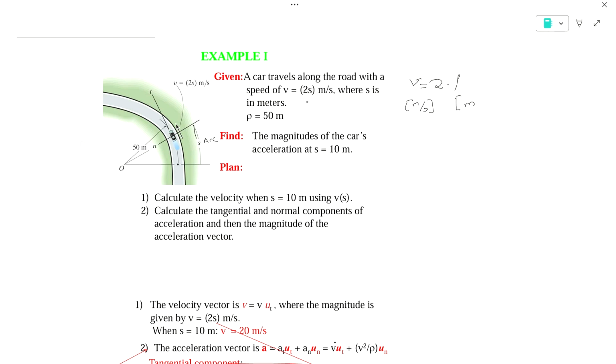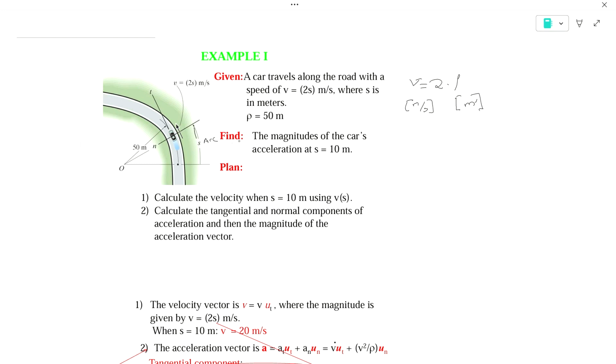Let's see, velocity is 2 times, so this is in meters. Interesting. Okay, so there's a little discrepancy in the way they present the problem, because if s has units of meters, then this constant has units of radians per second. All right, but regardless, let's just go ahead and follow this example.